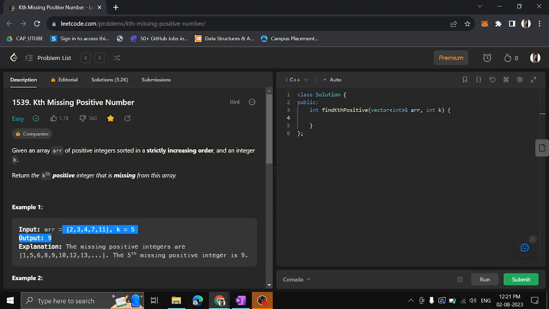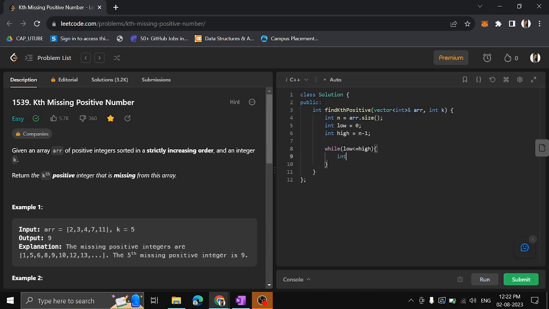So we shall program this now. First I'll write up the array size. Next we have low, that is pointing to the 0th index, and we have high, that is pointing to the last index in the array. Next, start with the binary search. While low is less than or equal to high, first we need to compute the mid. So mid equals low plus high by 2.